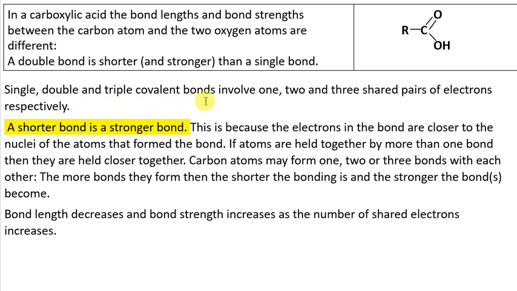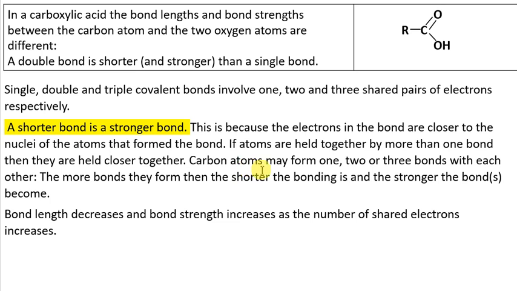Single, double, and triple covalent bonds involve 1, 2, and 3 shared pairs of electrons, respectively. Saying it again, I'm emphasizing, a shorter bond is a stronger bond. That's because the electrons in the bond are closer to the nuclei of the atoms that form the bond. If atoms are held together by more than 1 bond, then they are held closer together.